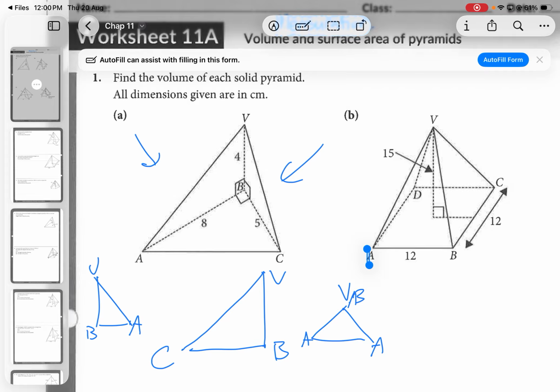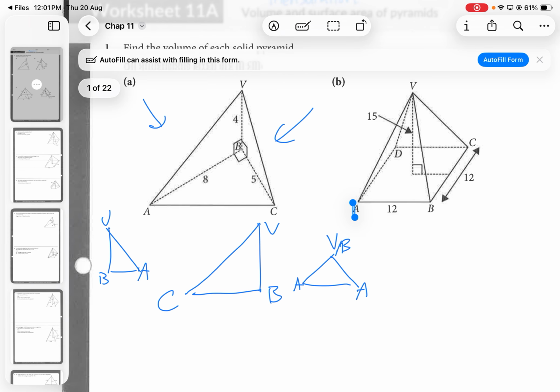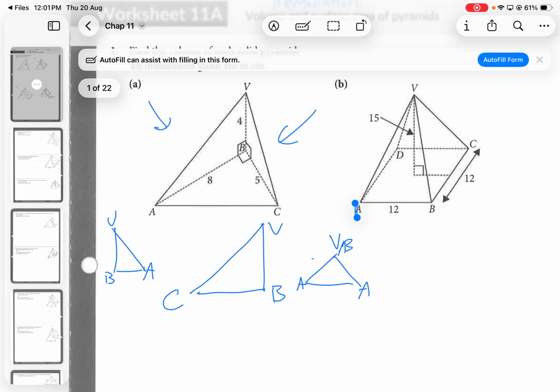So in this case, what is the base? The base is a right angle triangle. The base area is half times 8 times 5. 20. If I look from the top, 20. Here is 8, here is a right angle, here is 5. 20. Okay?